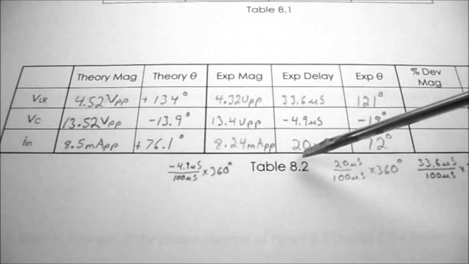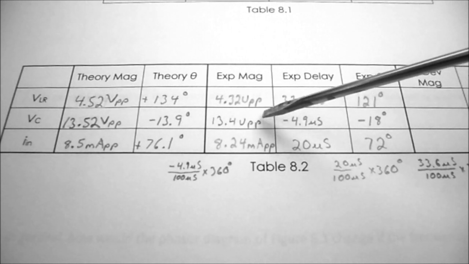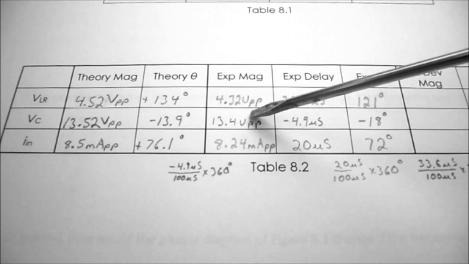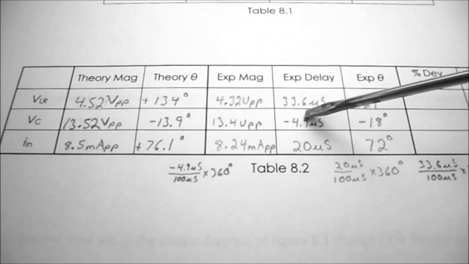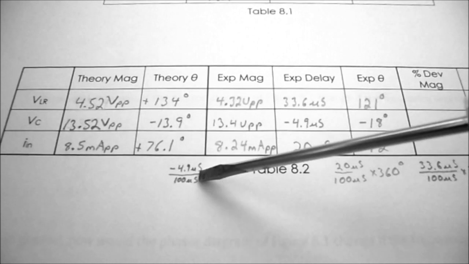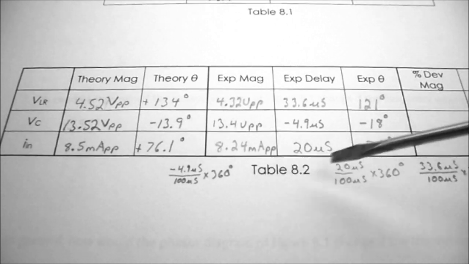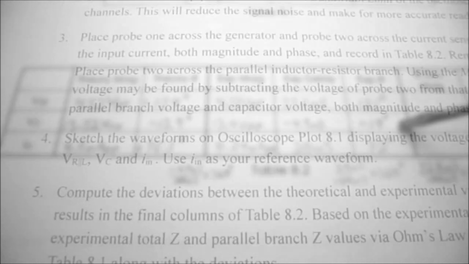So under table 8.2, for VC, I've filled in my experimental magnitude as 13.4 volts peak to peak. My delay was minus 4.9 microseconds. Dividing that by the period of 100 microseconds times 360 degrees worked out to minus 18 degrees.